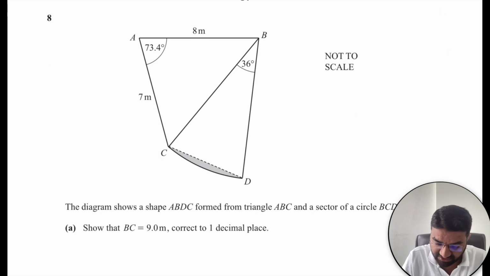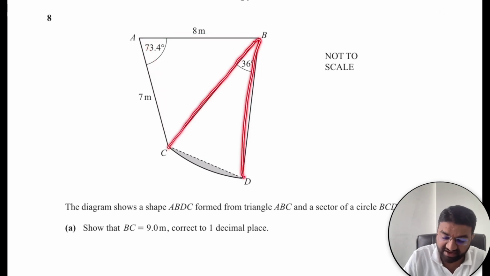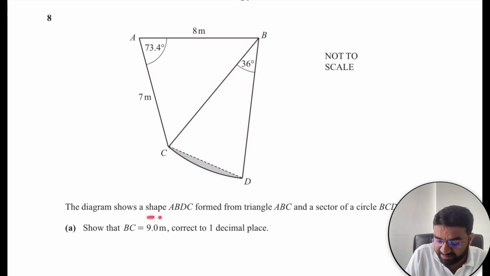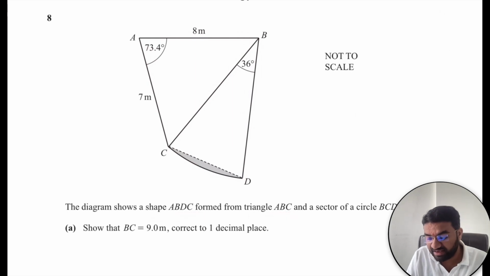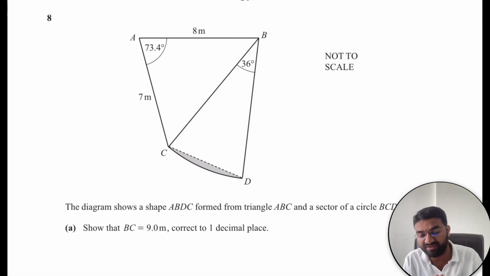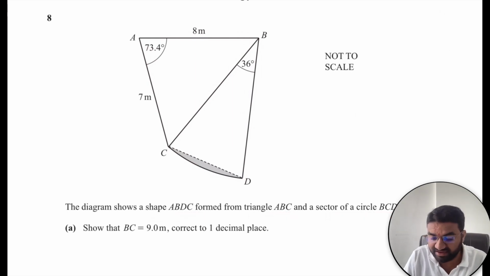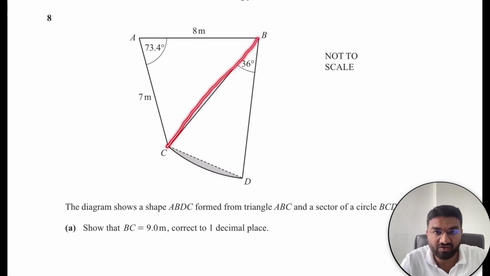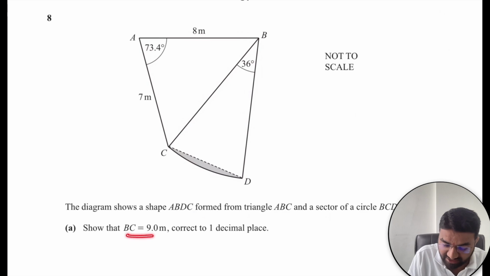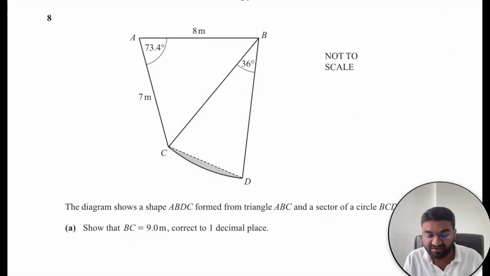Here we have A, B, C, D given, right? And here ABC is one triangle, and BCD is the sector part. The ABCD is formed by the triangle ABC and sector of the circle BCD, center at B, fine. It means BC is the radius, and in the first part we have to calculate BC.